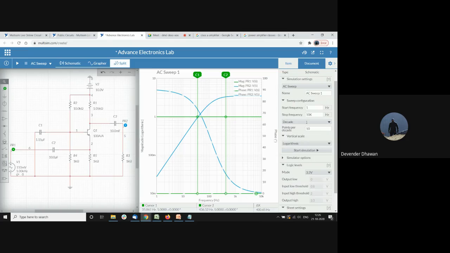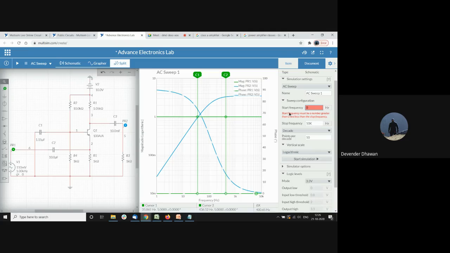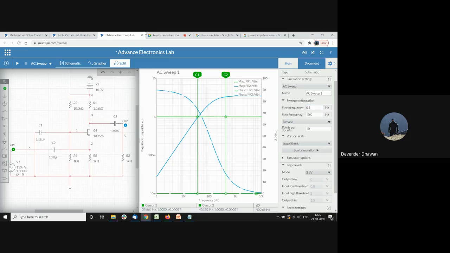So under documentation, I can change my start frequency as 0. Start frequency must be a number greater than 0. Okay, so let me make it 0.1. Okay, 0.01.